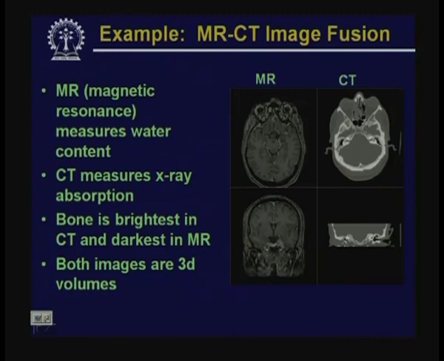So, if I can combine the magnetic resonance image along with the CT X-ray image, the fused image that you get, you can get both the informations, that is the water content as well as the nature of the bone in the same image. So, naturally the information extraction is much easier in the fused image.